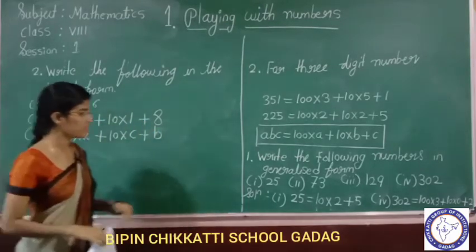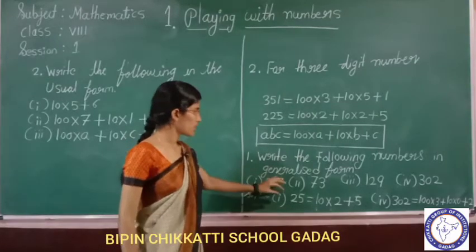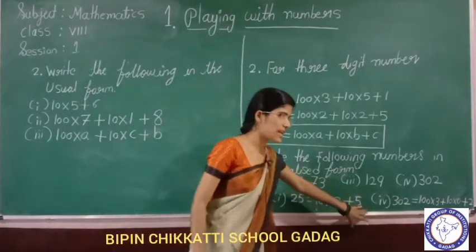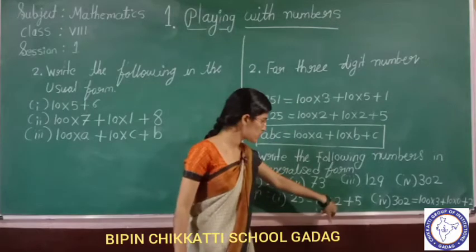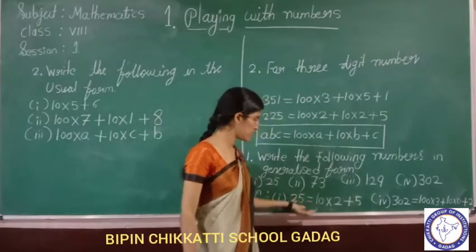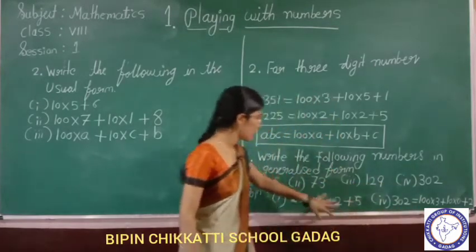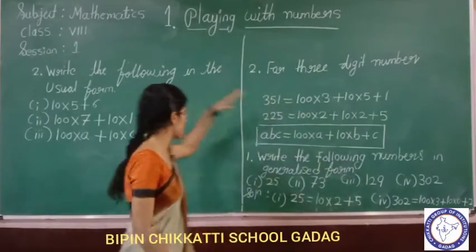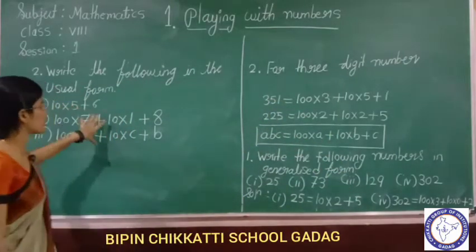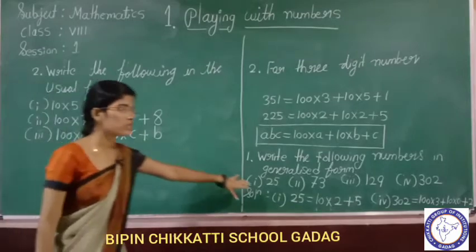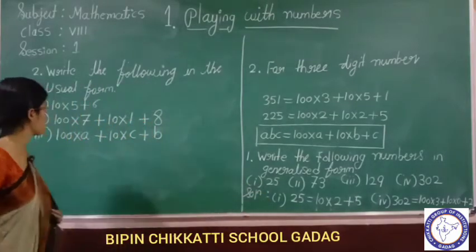Now see students, the number we have written in a generalized form. See, 10 into 2 is 20, 20 plus 5 is again 25. This is the generalized form. Now what they have given? They have given the generalized form. We have to write it in the usual number. The opposite of this you have to write now. Okay. Now see here.